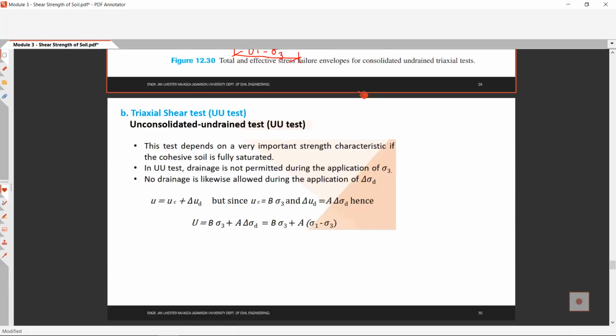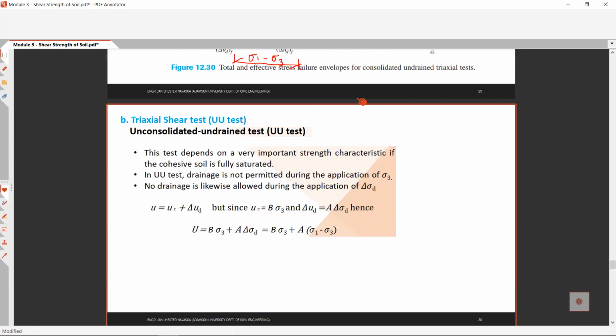Okay. Then for the triaxial shear test or the UU test naman, the unconsolidated undrained test. So this test depends on a very important strength characteristic if the cohesive soil is fully saturated. So in UU test, the drainage is not permitted during the application of sigma 3. So no drainage is likewise allowed during the application of your deviatoric stress.